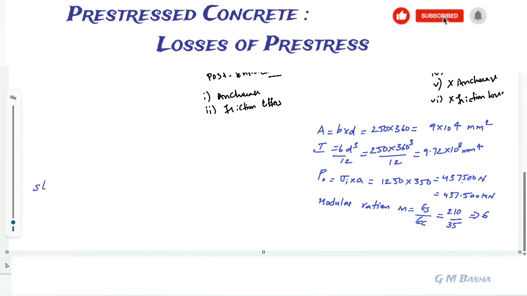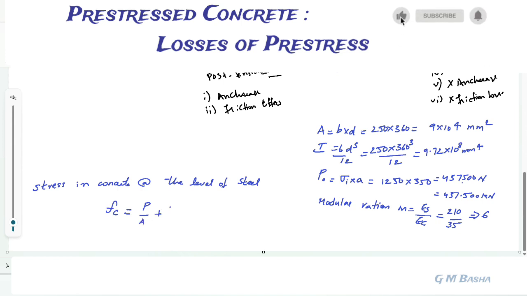Stress in concrete, stress in concrete at the level of steel. So what is the formula? Already in the first problem I told: P by A plus or minus P e square by I. Here it will be denoted with P naught because of the initial stress. We know P by A plus or minus P by Z, Z equal to I by Y. Here I and Y in terms of eccentricity, that's why you will get I by e.